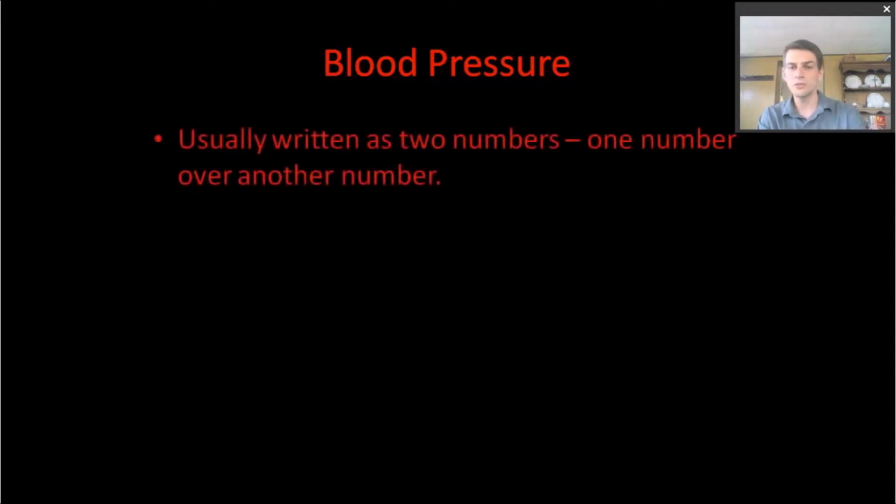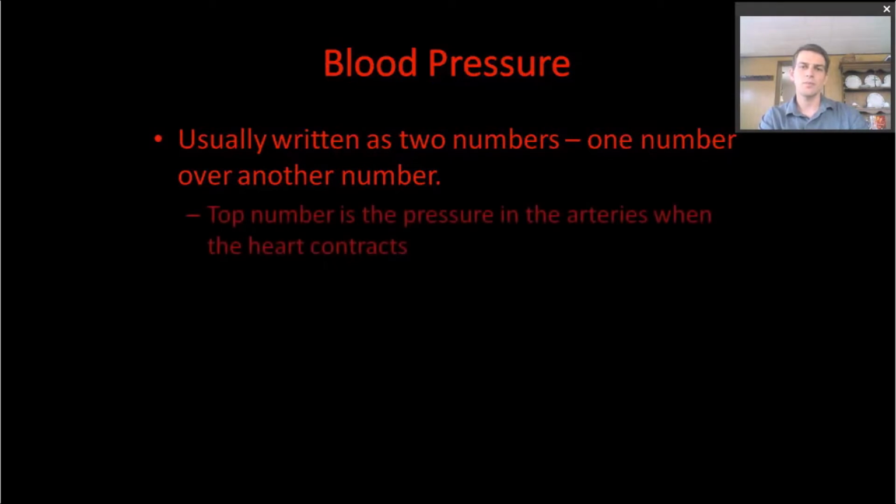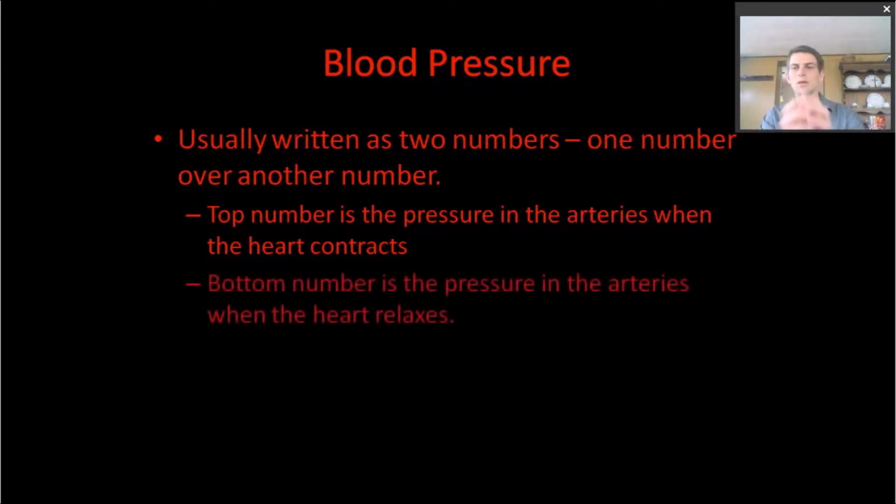But it's usually written as two numbers. It's one number over another number, so you might hear like 120 over 80 or something like that. And basically the top number, the number that's over the other one, is the pressure in the arteries right when the heart contracts. So when the heart is squeezing, that's when it's going to be at its highest, and that's what that top number is. The bottom number is when the heart relaxes and it's not pumping. That's going to be your lower number. So that's the least amount of pressure you're going to have. So you kind of have the high range and the low range on your arteries.